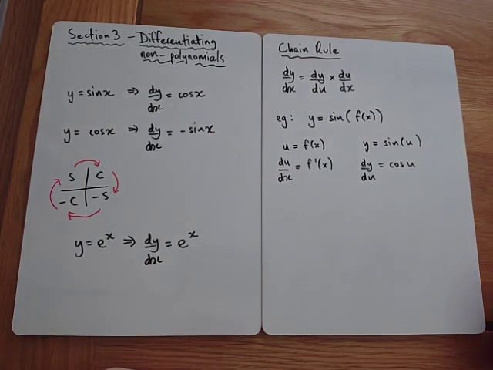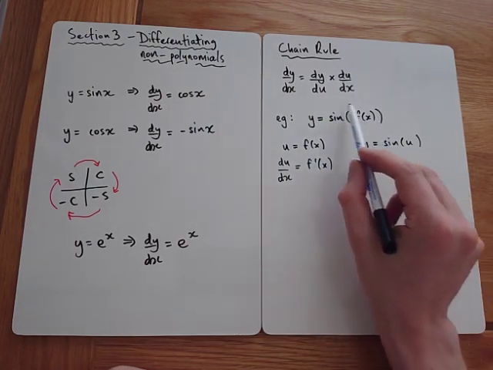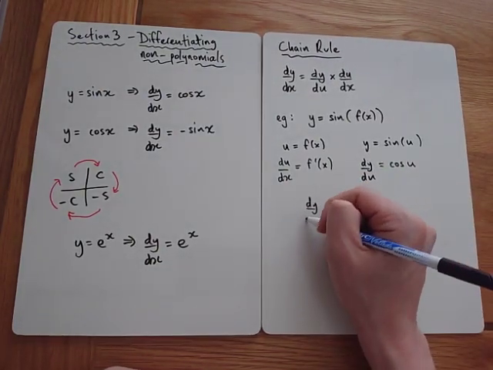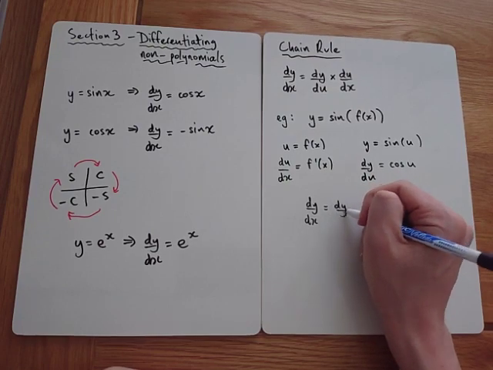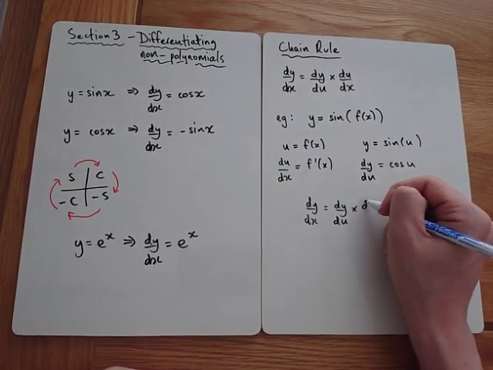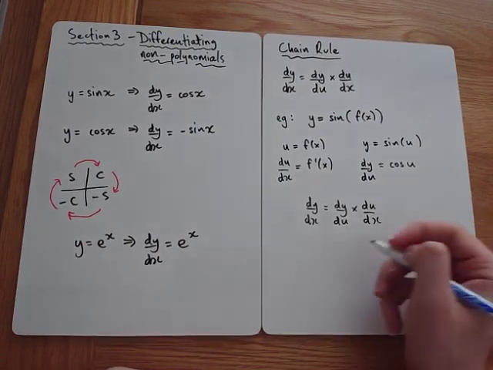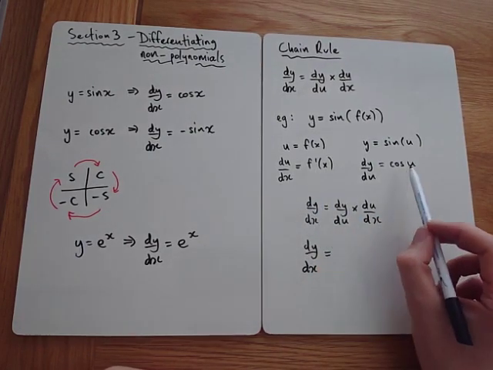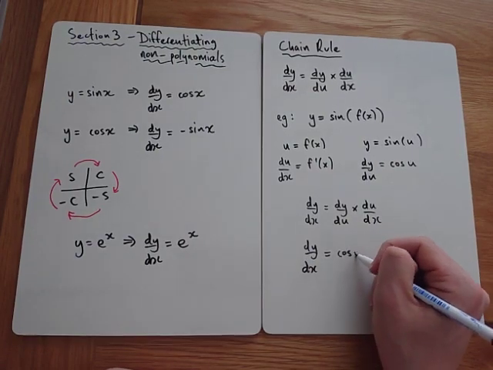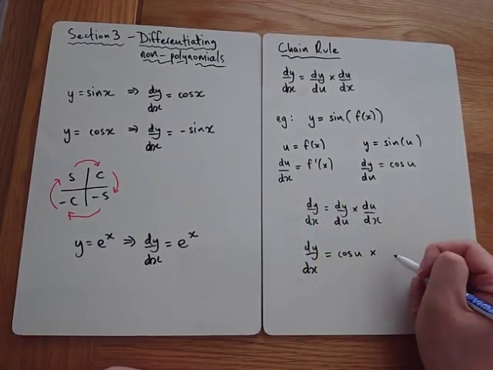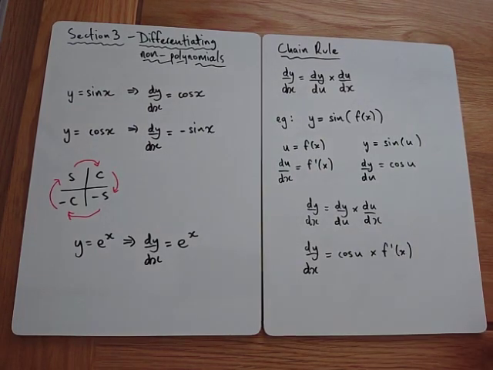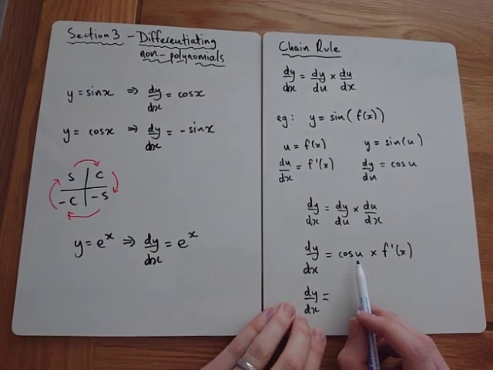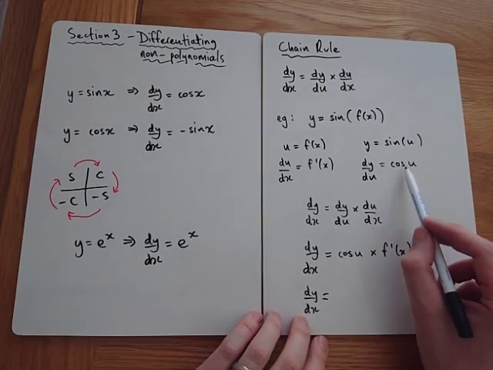So what we're going to get now is a general rule to differentiate sine of any function, not just sine of x. If I wanted to find dy by dx, that would equal dy by du multiplied by du by dx. So in general, dy by dx must equal dy by du, which is cos u, times du by dx, which is f dash of x. So we'll just finish this off by saying cos of u is, well, we could write it instead.